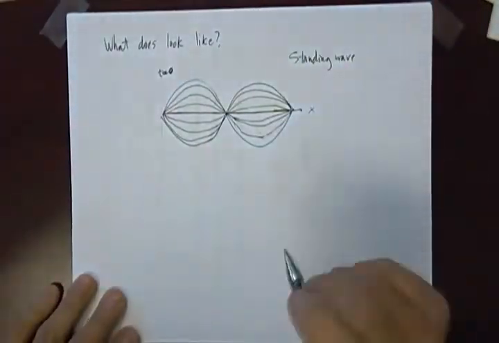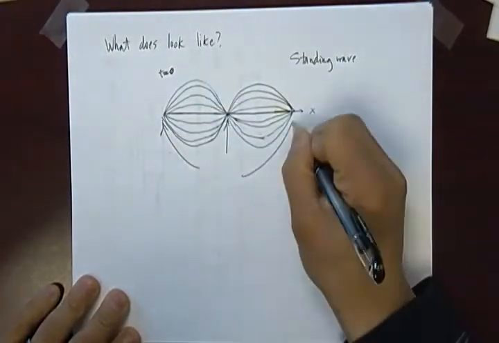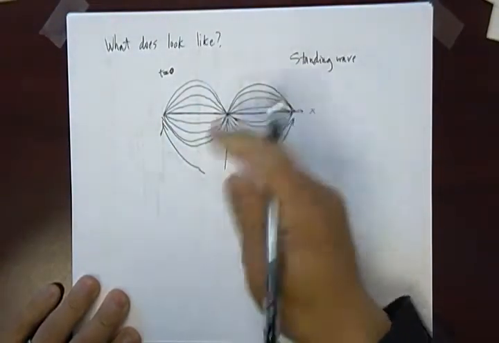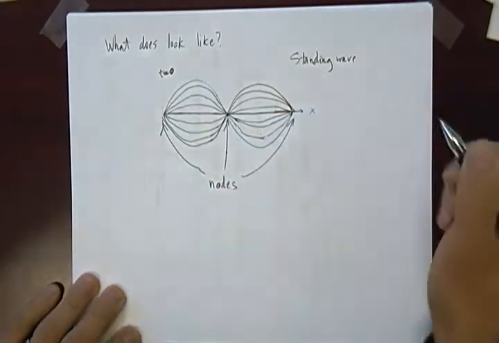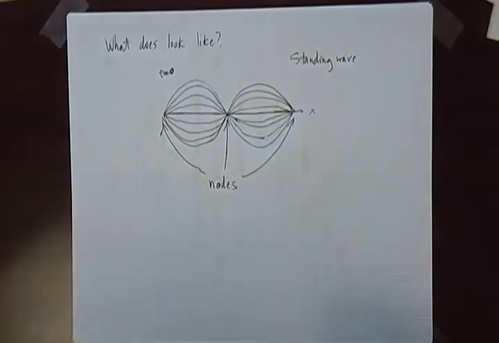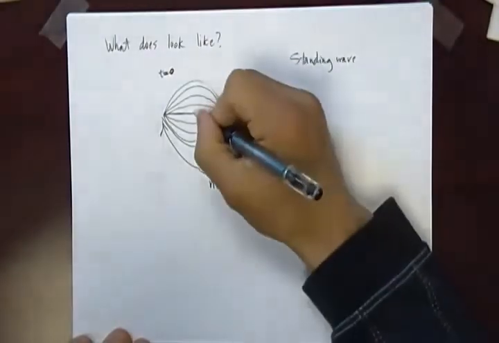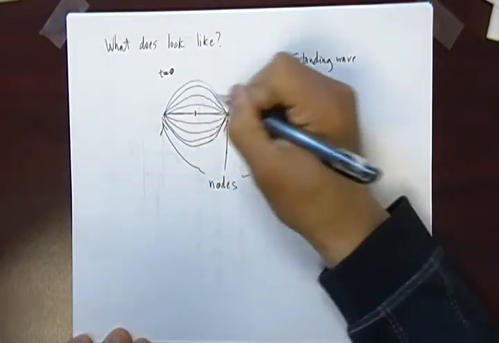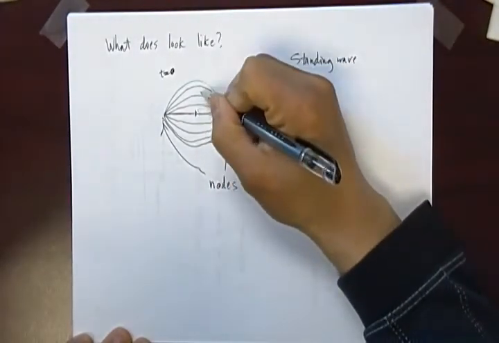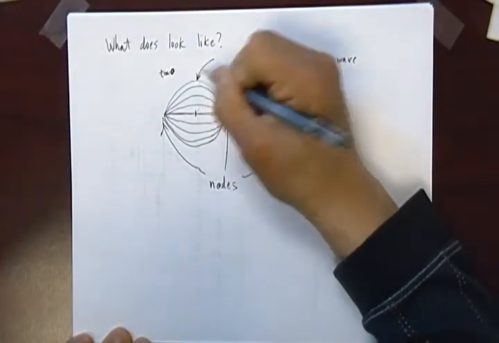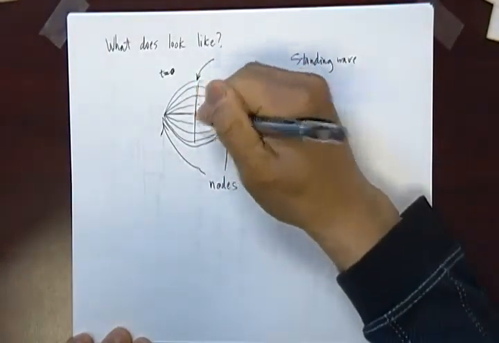All right, let me give you some terminology here. These places here where the string does not move, these things are called nodes. Each one is a node. No movement, nodes. Now, halfway in between the nodes, this place here, or if you wanted to think about these points, it doesn't matter, it's just this whole location right here.